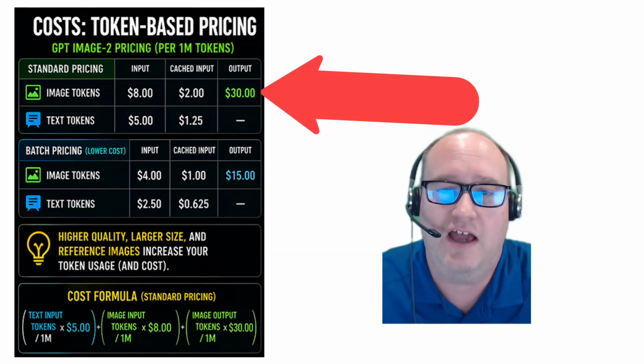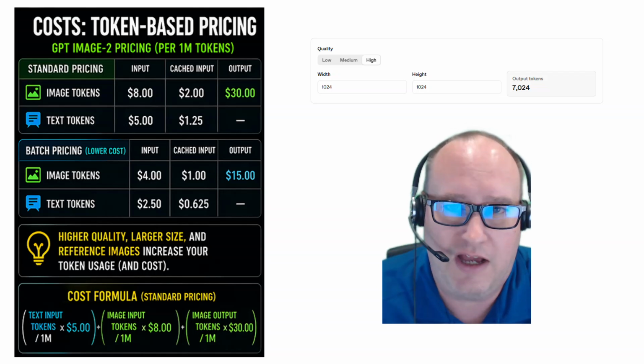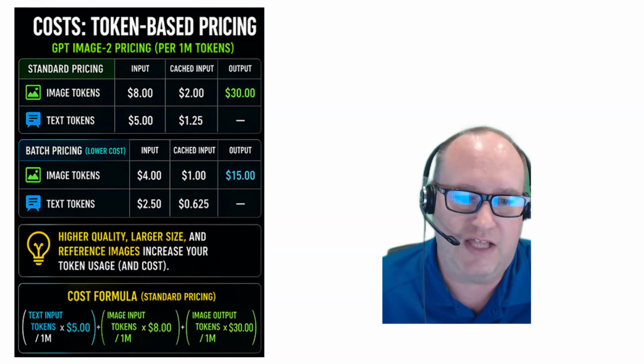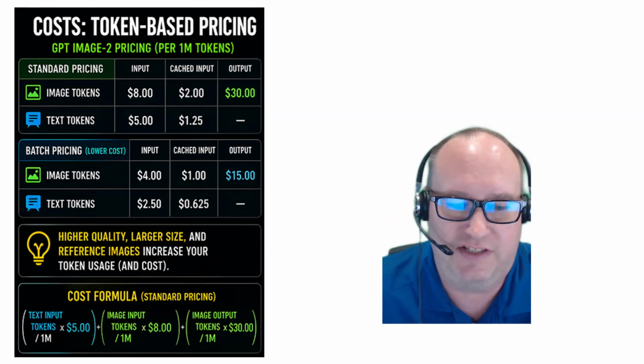They do have a fancy calculator on their website that you can plug in your image dimensions, and it'll tell you how many output tokens based on the quality of the image that you're going to need to produce that. You can also have some savings here by getting cache prompts and batching and stuff like that.